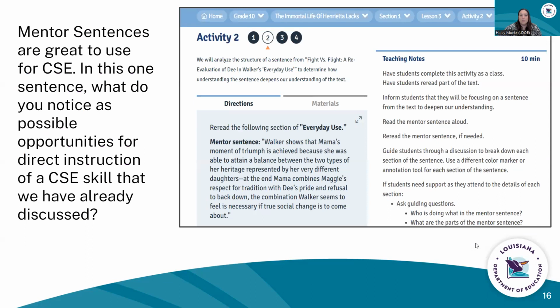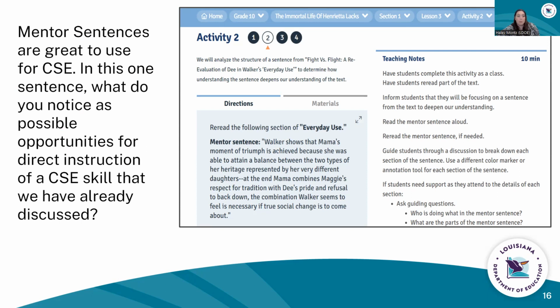So we talked about mentor sentences for a minute. These are great to use for CSE questions. You can use them for lots of other things, but for ACT purposes and all of the HQIM, mentor sentences are really powerful. So if you look in this one sentence alone, I already see a couple opportunities to look at apostrophes, to look at dashes, to look at commas. So you've got a lot going on in this sentence, and it may be that you only want to focus on the dash, or you only want to focus on the commas. You may not want to do all of those things in this one sentence, because it's really going to be dependent on where your kids are.